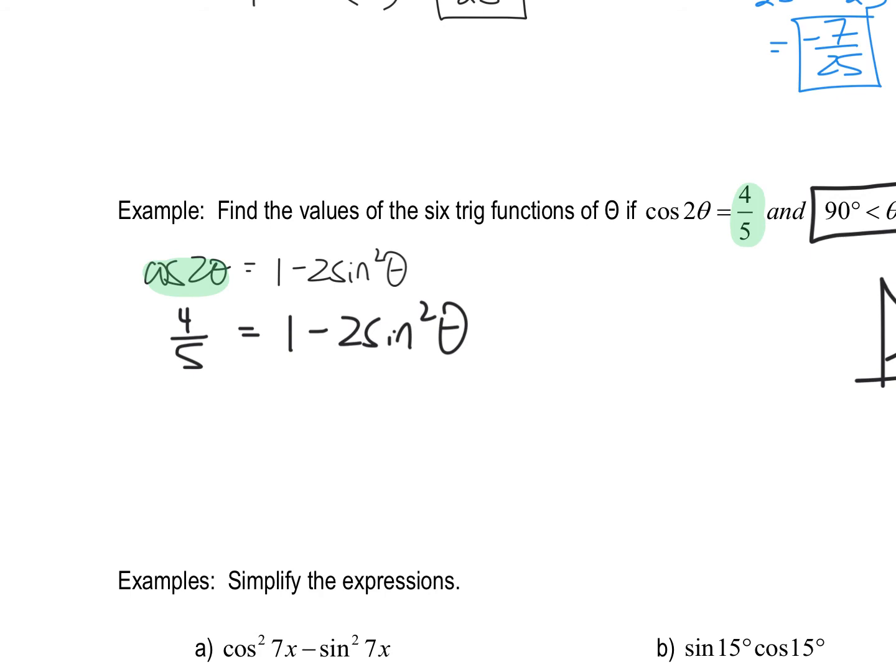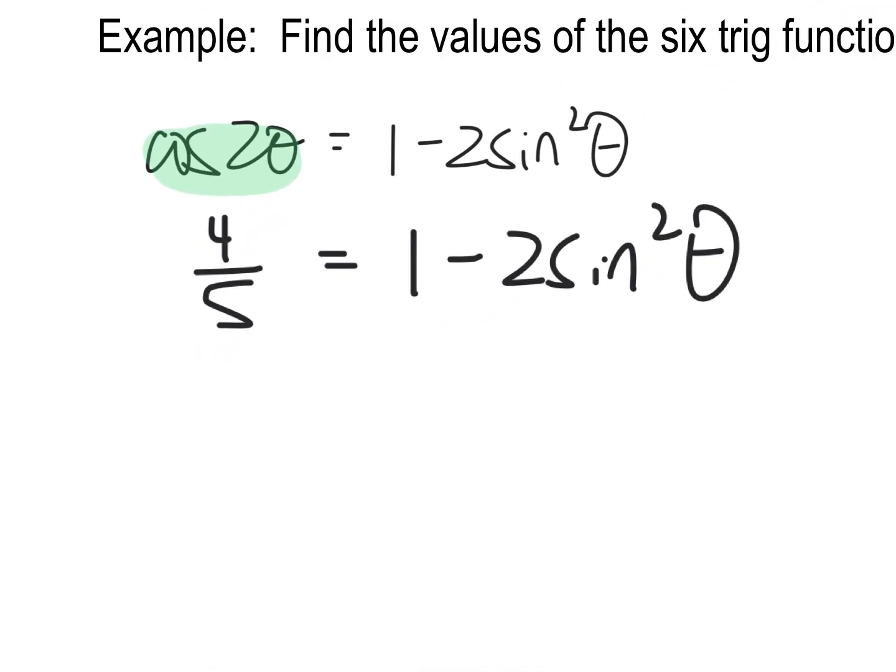And now what I have to do is just solve for the sine squared theta, which eventually will be just solve for sine of theta. Okay, so first thing I'm going to do, I'm just trying to isolate this. Let's just use some algebra skills to clean this up a little bit and simplify. I'm going to subtract 1 from both sides, which is the same thing as subtracting negative 5 over 5. That's a common denominator. So that's going to give me negative 1/5 on this side, and I have negative 2 sine squared theta on this side.